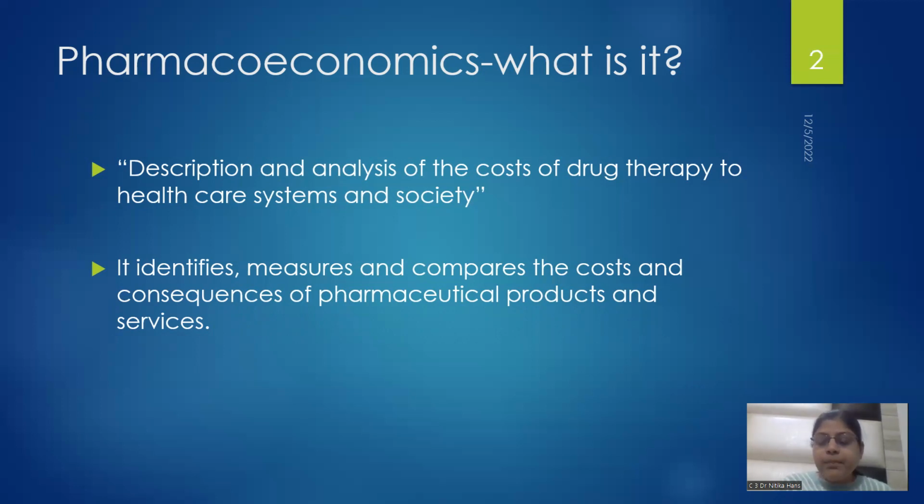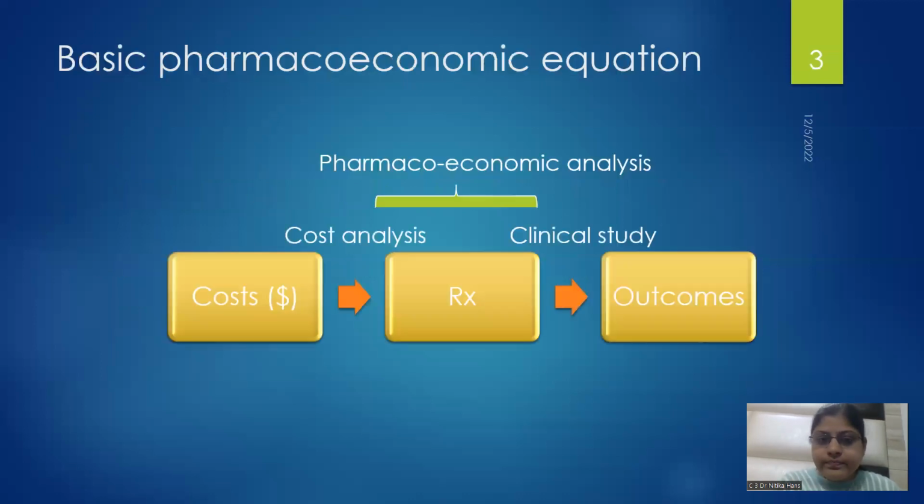Like, a patient is suffering from hypertension, so the primary and secondary efficacy endpoints will be met, like there will be a decrease in the systolic and diastolic BP by the drug treatment. So it measures and compares the cost of the drug treatment, plus it also measures the consequences. That means how much is the reduction in the diastolic and systolic blood pressure by the drug and various pharmaceutical products and services. That is pharmacoeconomics.